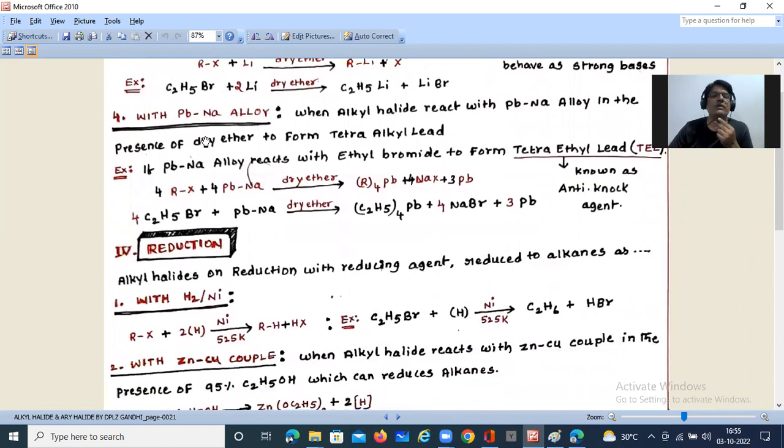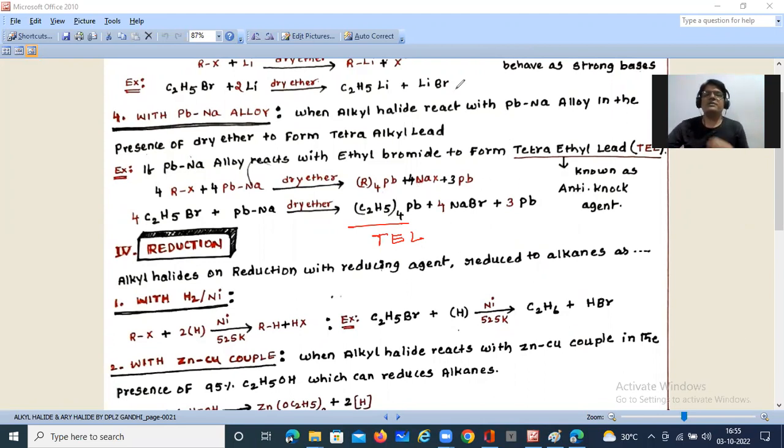Okay. Fourth one, with lead sodium alloy. When alkyl halides react with lead sodium alloy in the presence of dry ether, they form tetra alkyl lead. Suppose the ethyl compound is taken, then what type of product is obtained? Tetra ethyl lead. In short, we can write it as what? TEL, tetra ethyl lead. So these are the salt compounds.